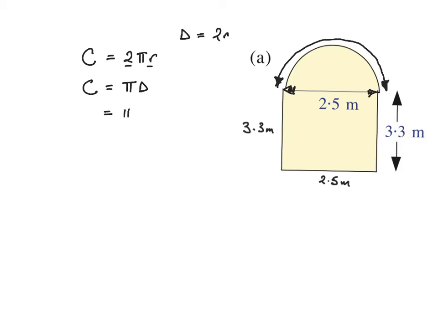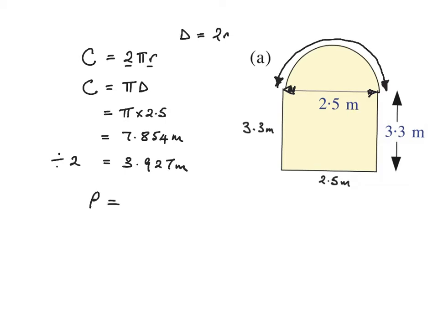So it's pi times 2.5, and your calculator will give you the answer. 7.854. Now because we've only got a semicircle, I'm going to divide by 2, and that gives 3.927.